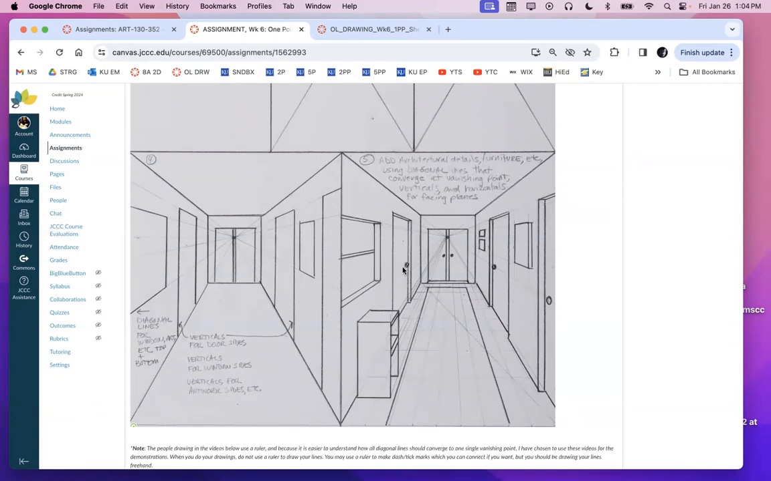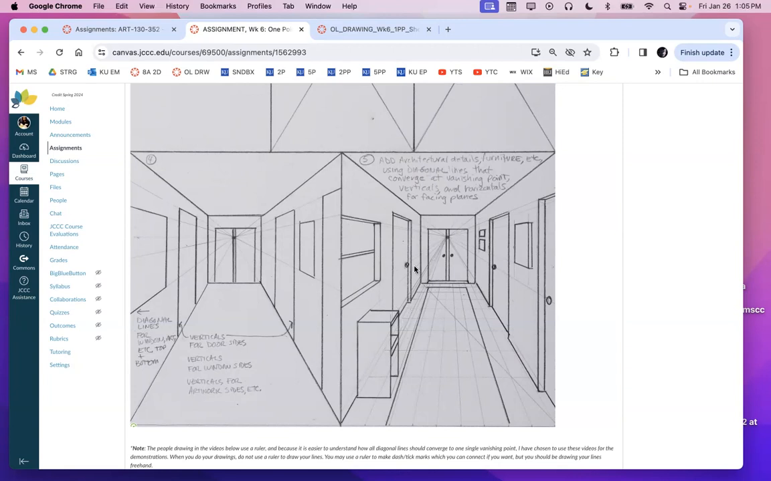And then the same thing with the verticals. They're always going to be parallel with the sides of your page, and every other line that is moving away from you or towards you, whichever way you want to look at it, is always going to converge to that one single vanishing point. Again, I don't want you to use a ruler for this because I want you to practice freehand.